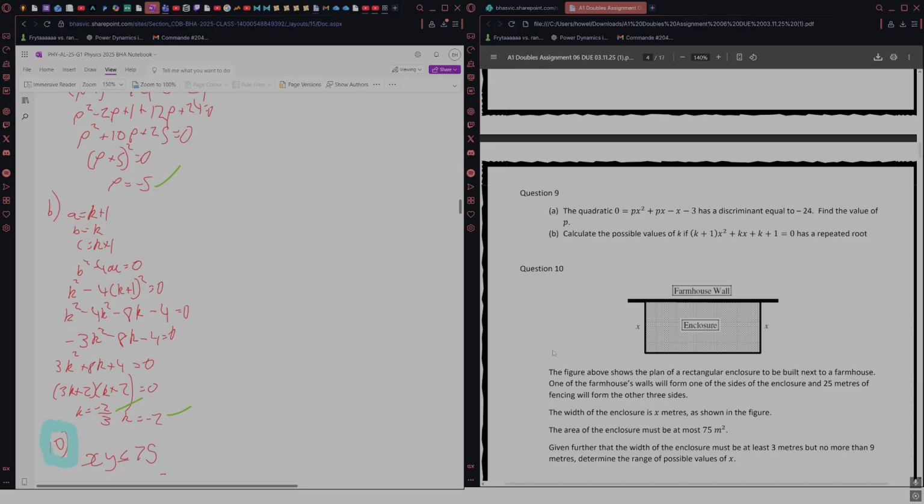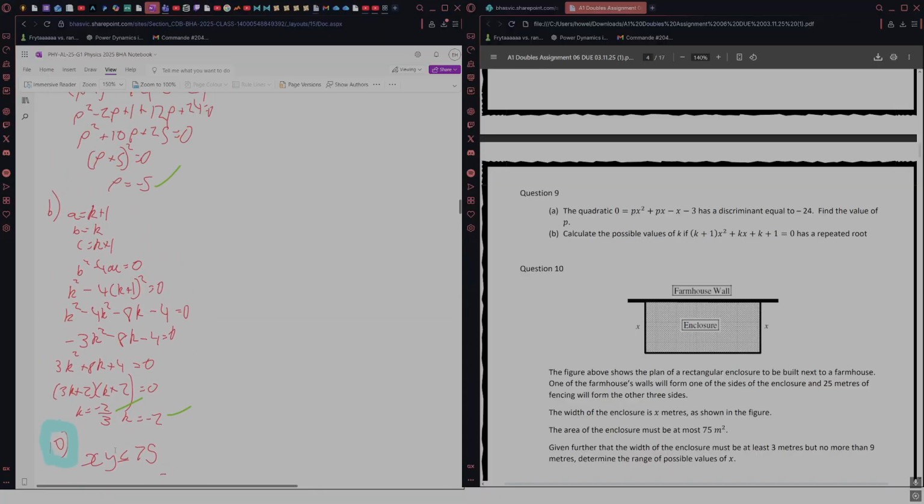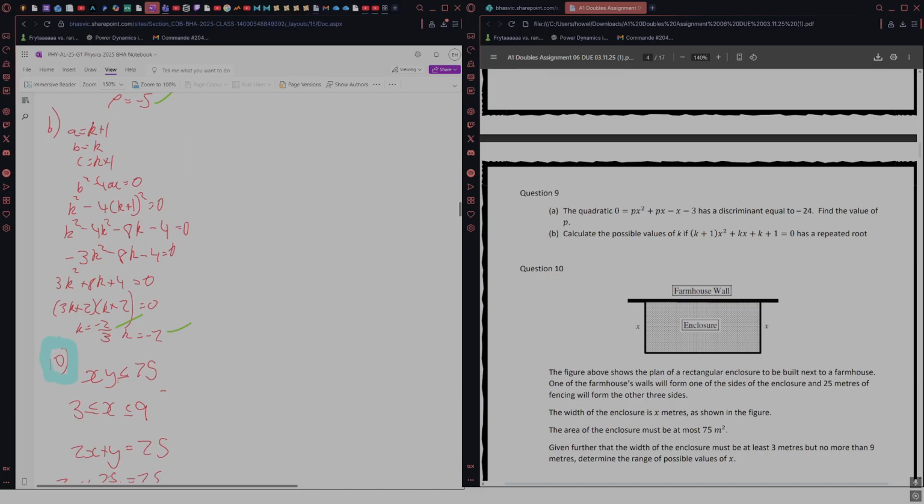You know that the area must be at most 75, which means that xy is less than or equal to 75, and you also know that the width, or just x, is greater than 3 but less than 9, so you can write this inequality down here. And you also know that this fence, not including the wall, must equal 25, so I've just called the bottom length y, and so you know that 2x plus y equals 25.